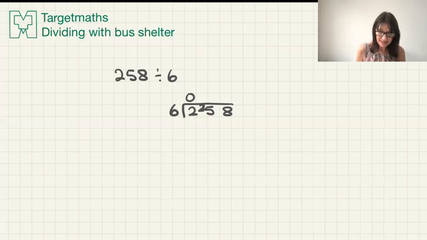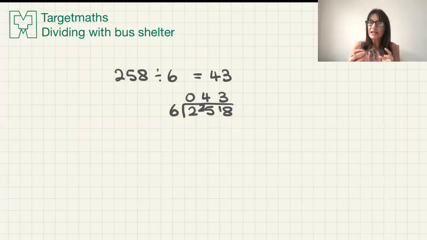And when I've got that answer, I write it down at the top. 6 4s are 24. So that's left me 1 over. And that 1 gets carried across. And then I ask the question, how many 6s can I get into 18? Not 8, 18, because that's the number I've just made. So 6s into 18 go 3. And there's the answer sitting on the top of the bus shelter. 258 divided by 6 is 43. Happy days.